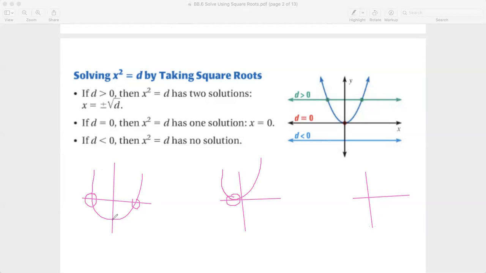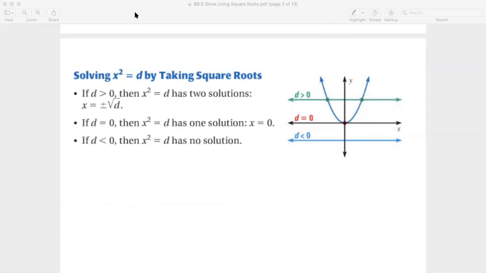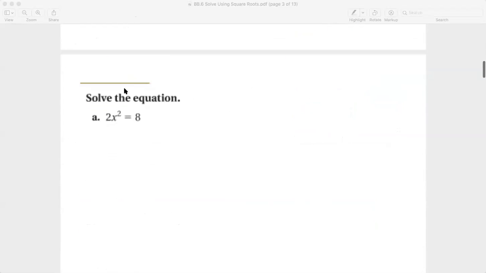Notice I didn't mention vertex here. We're not worrying about the vertex anymore. We're concerned about where it hits the x-axis. And then the blue line is a case where your parabola doesn't hit the x-axis. So there are no solutions. It never hits this x-axis, so you're not going to have any solutions at all. So we're going to do this mathematically. Let's go ahead and look at our examples.